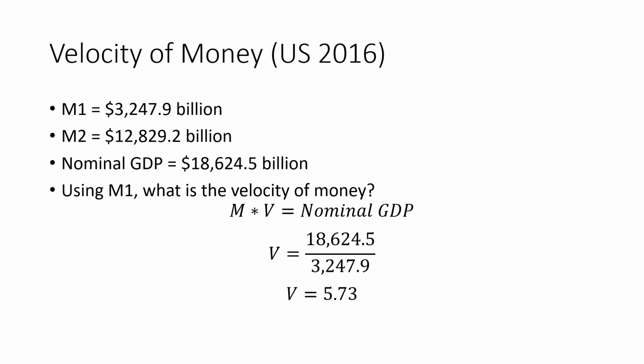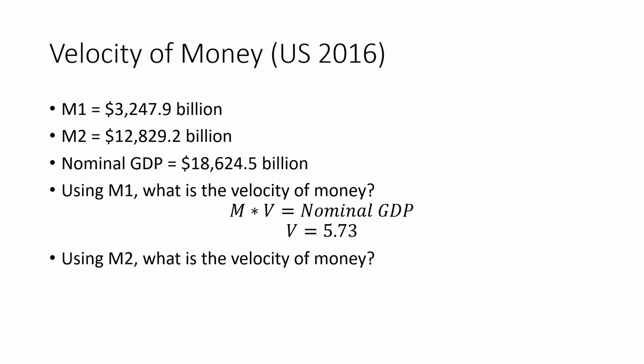M2 is everything that's included in M1 plus some other things. So if we use M2 to calculate the velocity of money, we should get a lower velocity since our money supply is now higher. And in fact, we do. We're dividing by a larger number here, so the velocity of money will fall.